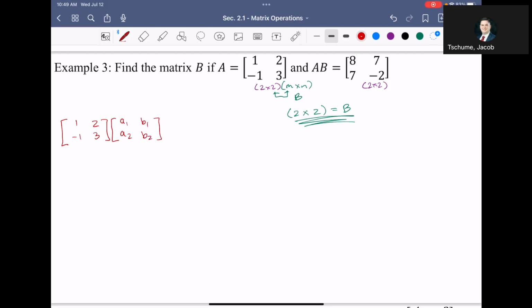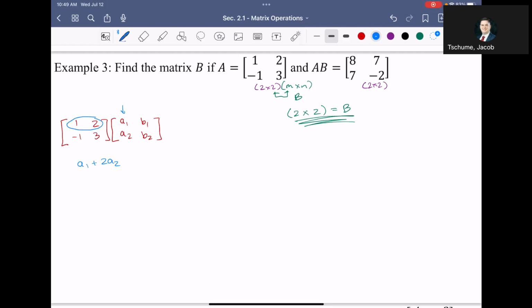Now, even though I don't have the numbers, what I can do is use my row column rule to help me set up some equations. How I'm going to do this a little bit differently is that I want to incorporate the same letters in the second matrix when I write out what I'm doing. So instead of taking the first row and multiplying it by the first and second column, let's just do the first row times the first column. And that's going to give you A1 plus 2A2.